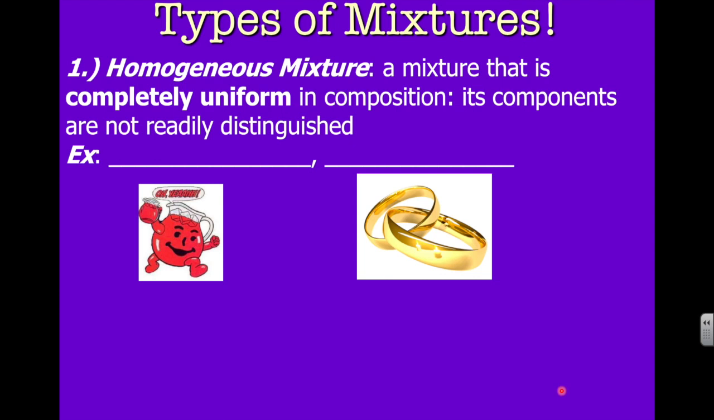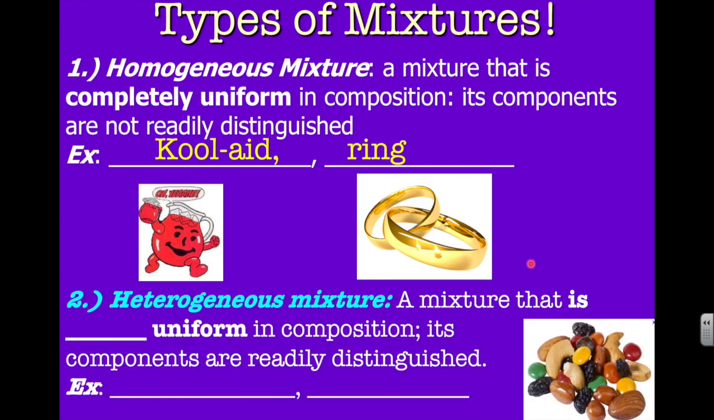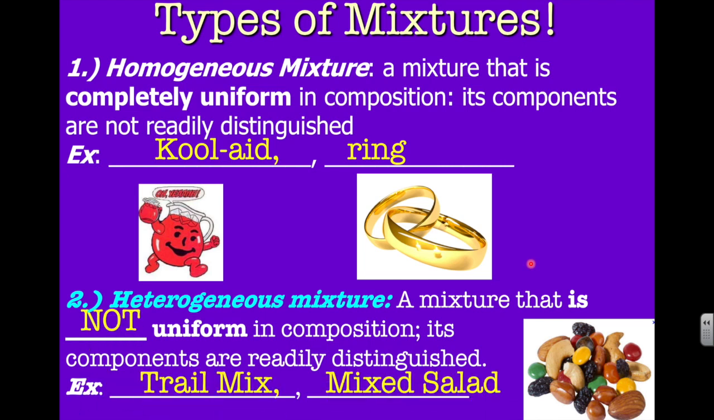So a homogeneous mixture is a mixture that is completely uniform in composition, so its components cannot actually be seen. Good examples are Kool-Aid and a ring. This ring here is a mixture of, let's say, brass or gold or different types of metal. They're all evenly mixed and you can't actually see them. You just see the overall gold color. Now a heterogeneous mixture is a mixture that is not uniform, kind of like trail mix or salad. That's when we can actually see the differences.